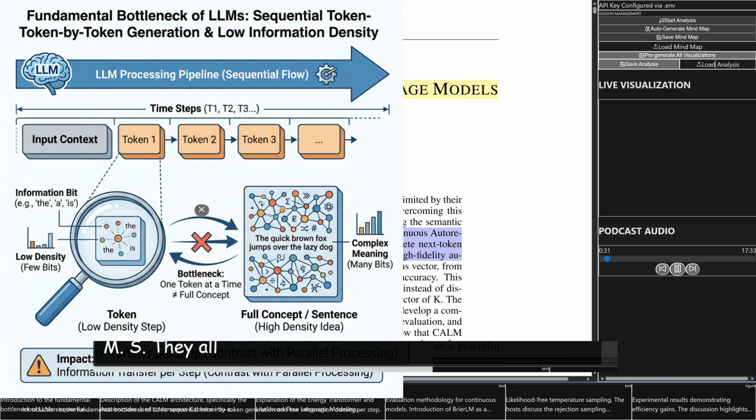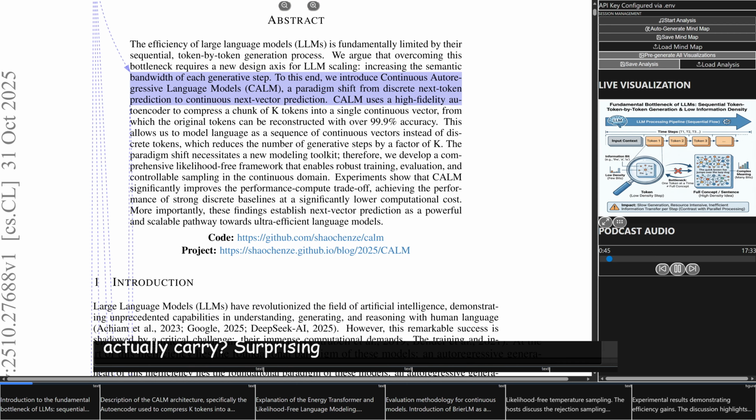They all rely on an autoregressive generation process that operates on discrete tokens. Just think of your vocabulary as this massive but finite dictionary. Okay, and how much information does one entry in that dictionary actually carry? Surprisingly little. It's almost shocking. If you use a common vocabulary size, say 32,000 entries, mathematically each token carries only about 15 to 18 bits of information. You're generating incredibly complex language, huge structures of meaning, based on these tiny, tiny discrete steps.